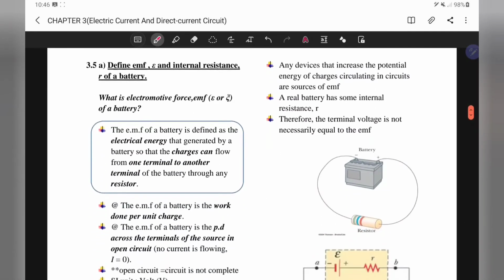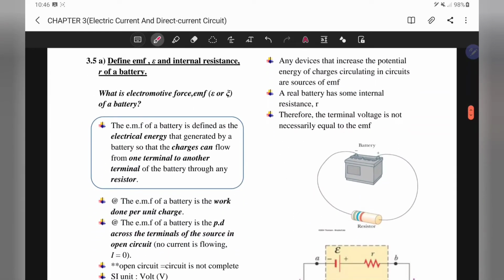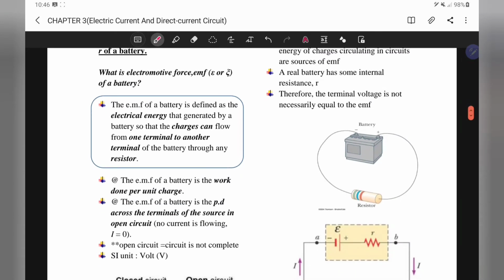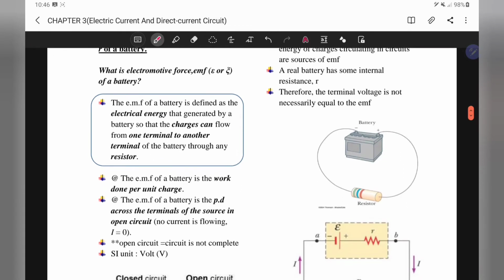Let's start with the first part, which is the definition of EMF and the internal resistance of a battery. So what is EMF actually? There are many different definitions of EMF. First, EMF, representing the electromotive force, is defined as the electrical energy generated by a battery so that the charges can flow from one terminal to another terminal of the battery through any resistor.